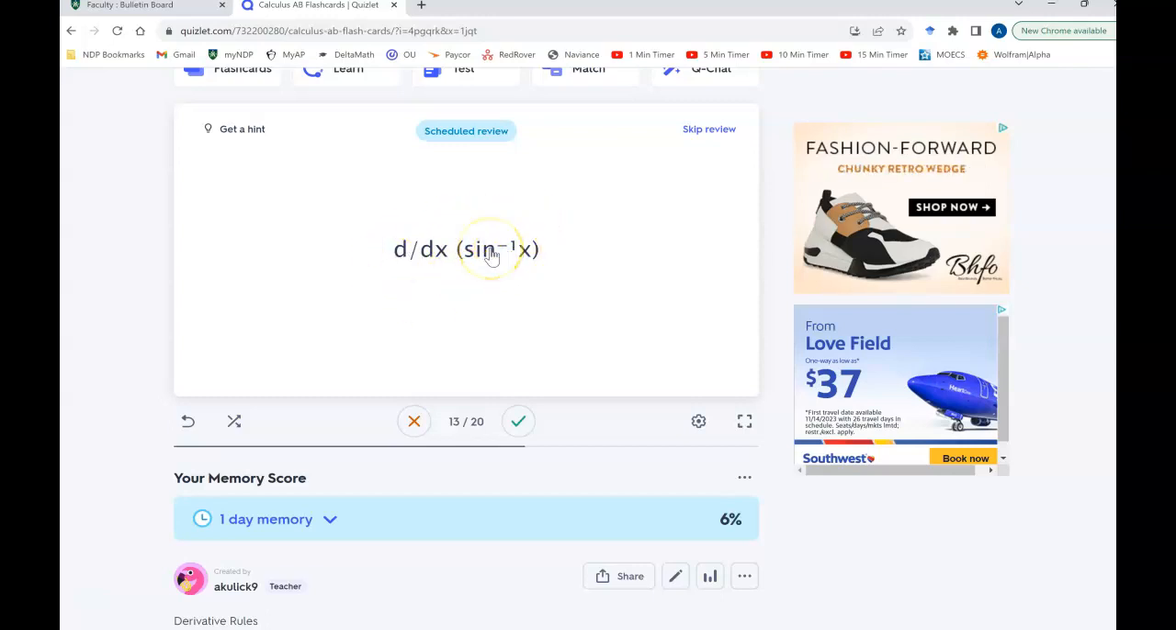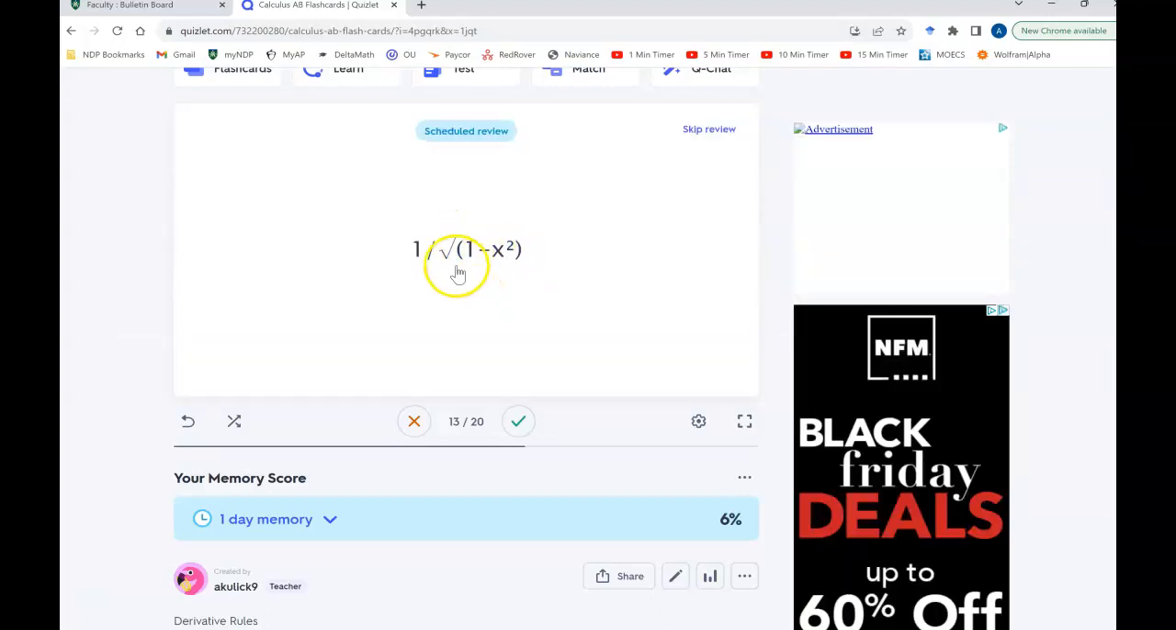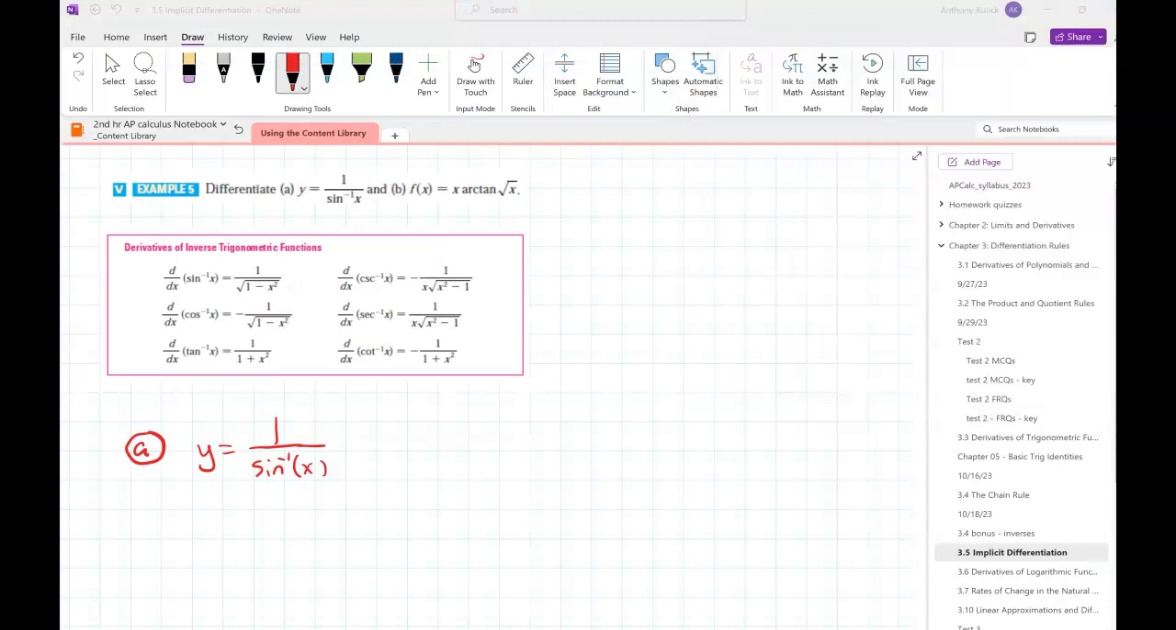Okay, sine inverse. Square root of that. So they're all in here, right? That's the point. And actually the others are just the negative version of it.